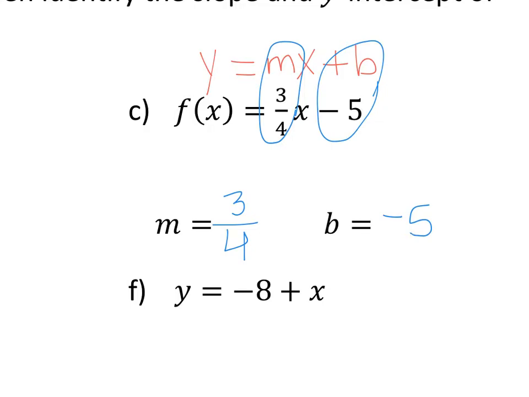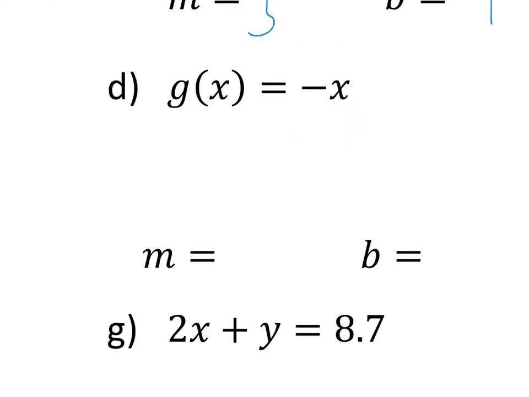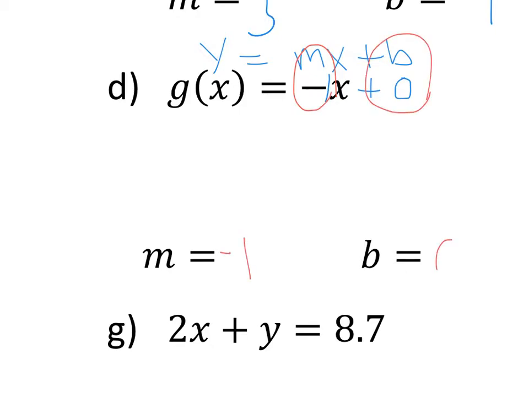Let's take a look at D. G of x equals -x. So y equals mx plus b. We do have our function notation again. G of x represents the y. And m, this time we have a couple things happening. Our slope has a -1 in front of it, so -1x. And if you look, there's no constant. So really we could say this is plus 0 because there's nothing there. Our slope is -1. Our y-intercept is 0.